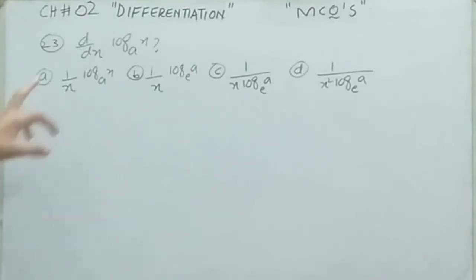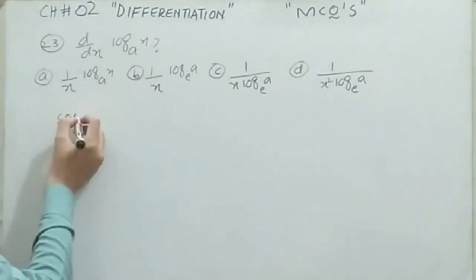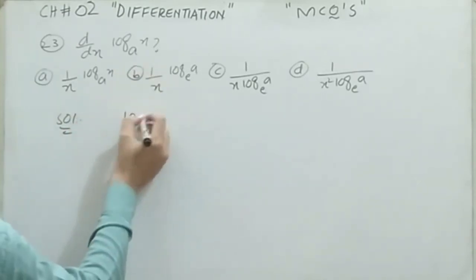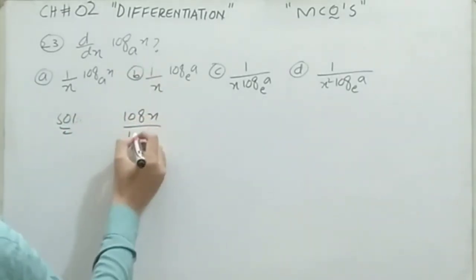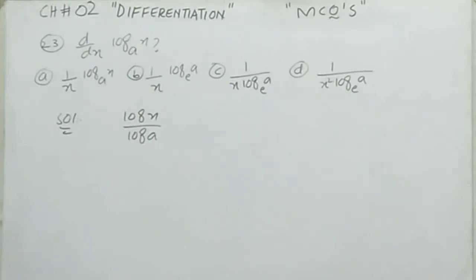Now move toward MCQ number 23. D by dx of log of x to the base a will be. Move towards solution. It can be written as log of x divided by log of a according to the logarithmic formula.